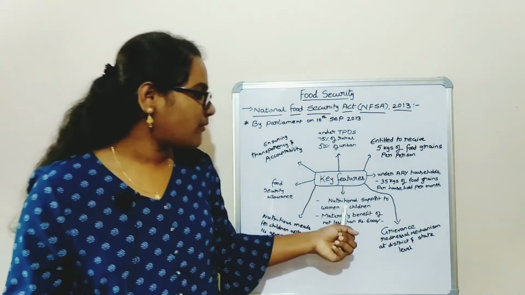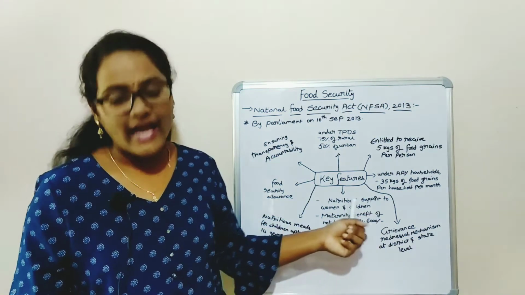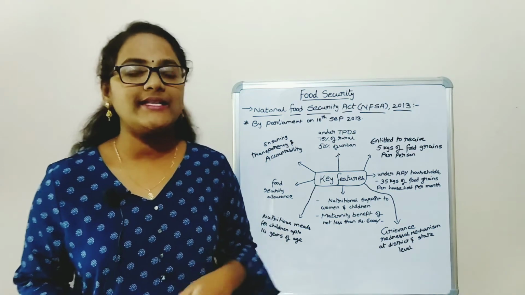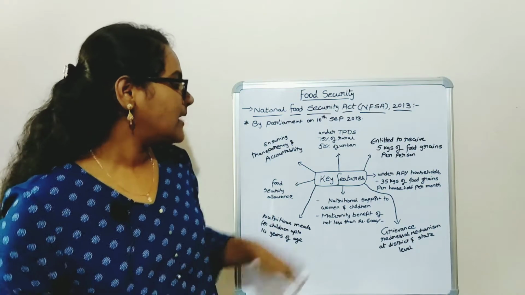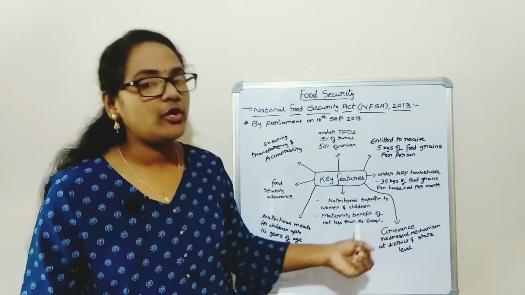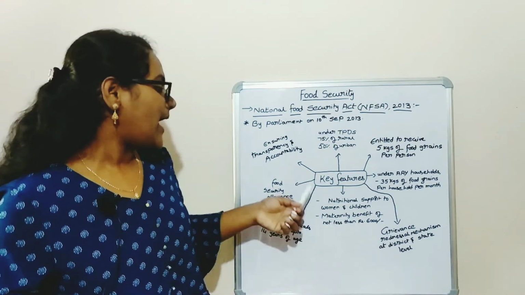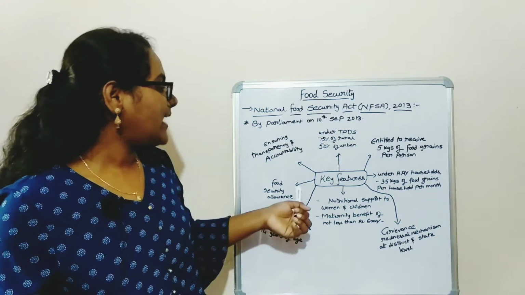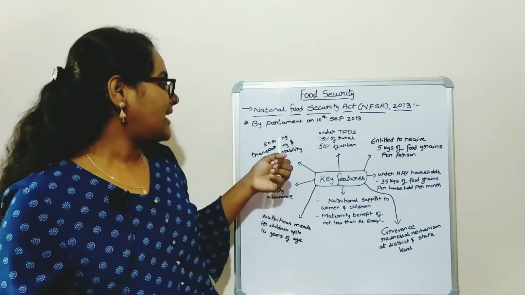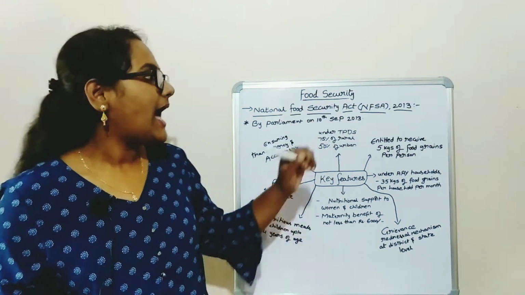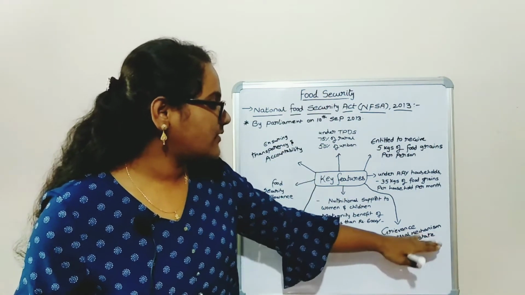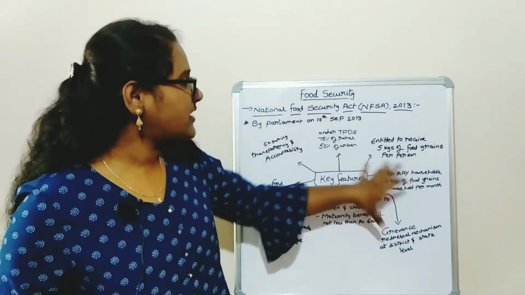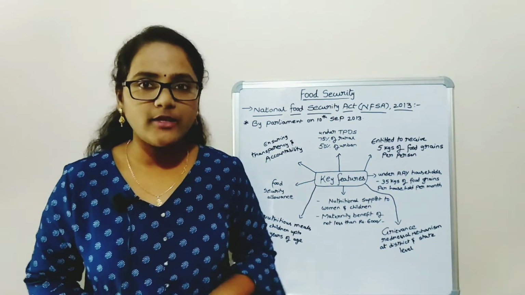And this act also provides nutritional support to women and children, with meals for pregnant women and lactating mothers. During pregnancy and 6 months after the childbirth, the woman will get a maternity benefit of not less than 6,000 rupees, and there are nutritious meals for children up to 14 years of age. It provides a food security allowance, ensuring transparency and accountability. And this act also contains a grievance redressal mechanism at district and state level. So these are some of the key features of this National Food Security Act.